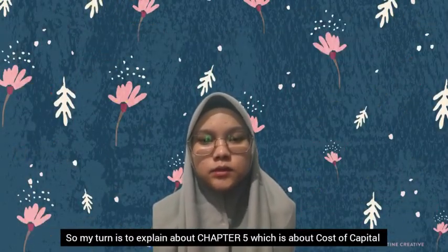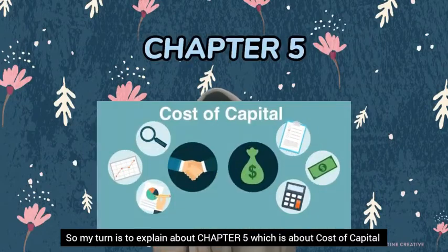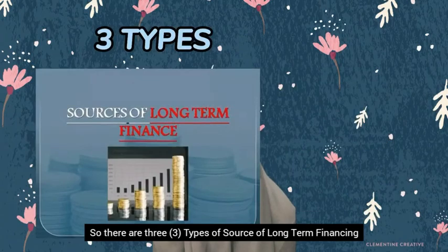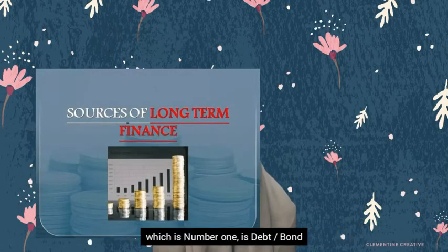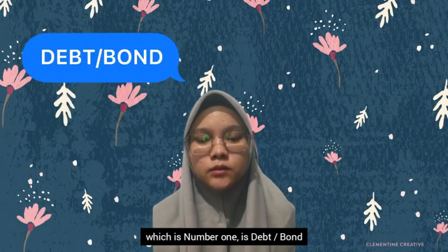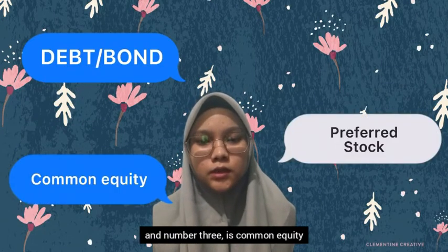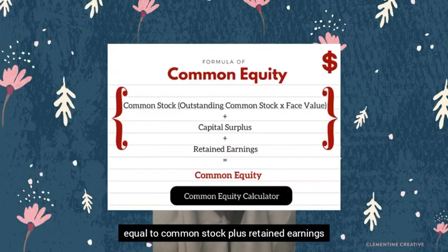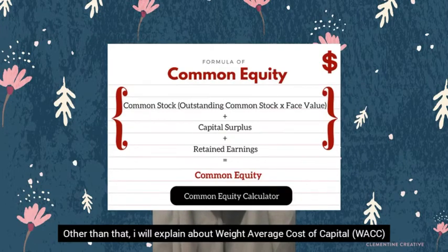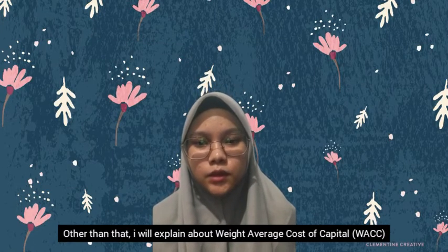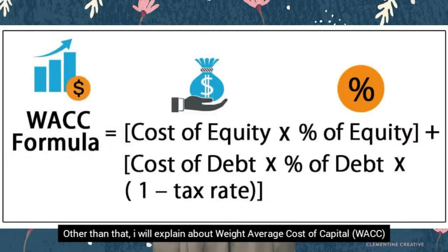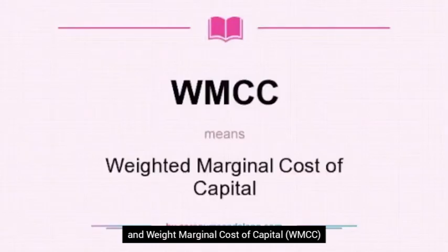So my turn is to explain about Chapter 5, which is about cost of capital. So there are three types of sources of long-term financing: number 1 is debt or bond, number 2 is preferred stock, and number 3 is common equity, equal to common stock plus retained earnings. Other than that, I will explain about weighted average cost of capital, WACC, and weighted marginal cost of capital, WMCC.